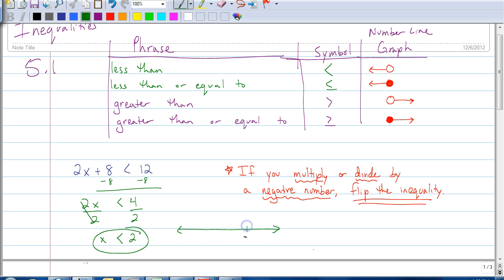So to graph this on a number line, I would start out by using an open circle at 2 because it's less than 2. It doesn't include 2, but it's everything less than that. So we draw an arrow going to the left.